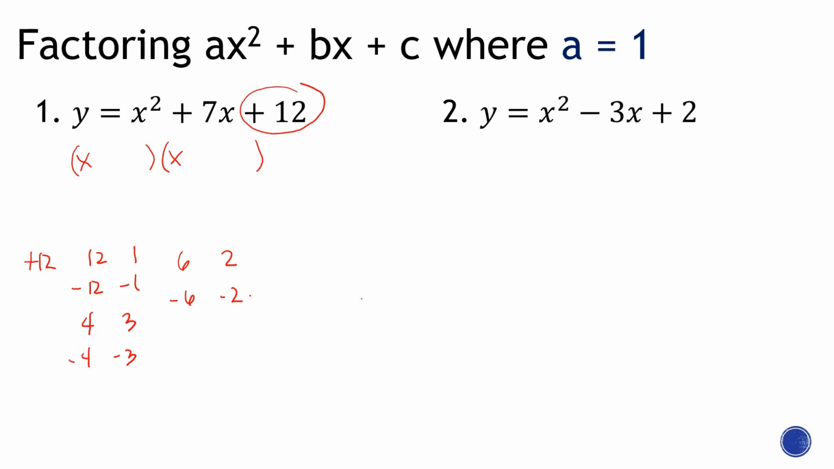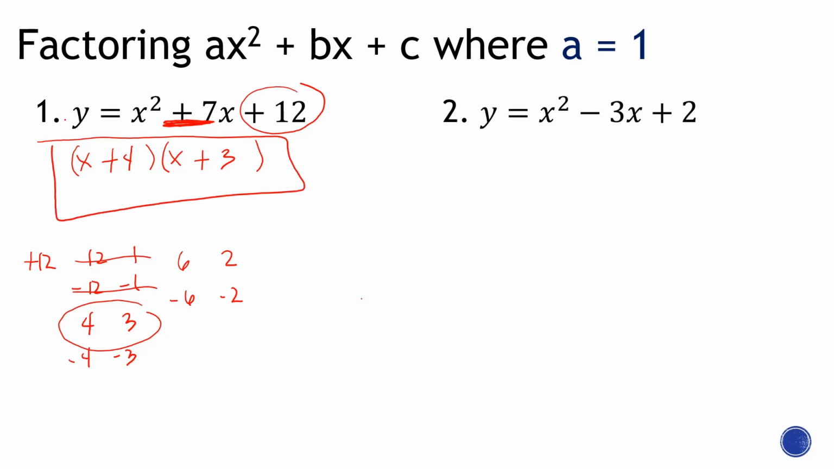Now, we need to select which pair will give us a sum of positive 7. If we add them, the answer should be positive 7. 12 plus 1, no. Negative 12 plus negative 1, no. 4 plus 3, yes. 4 plus 3 is 7, and 4 times 3 is 12. So I will write x plus 3 and x plus 4, it doesn't matter which order. These are the factors.